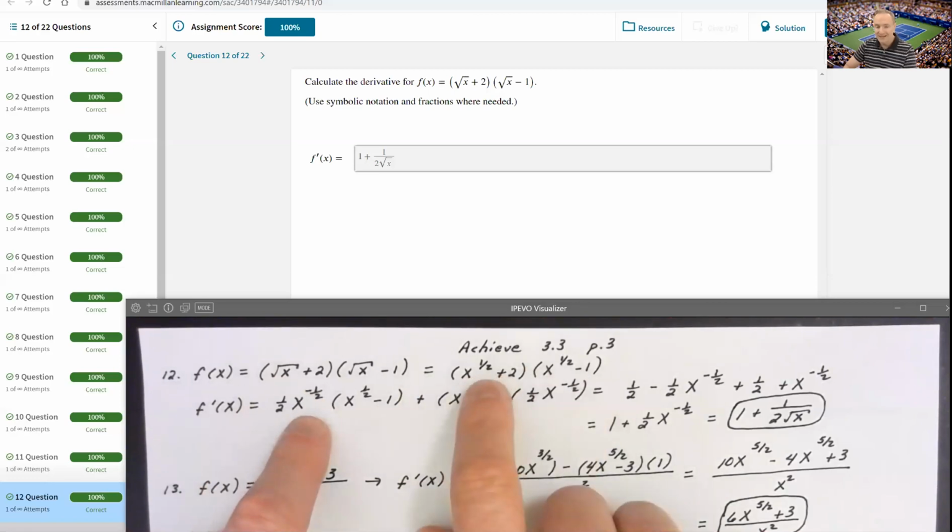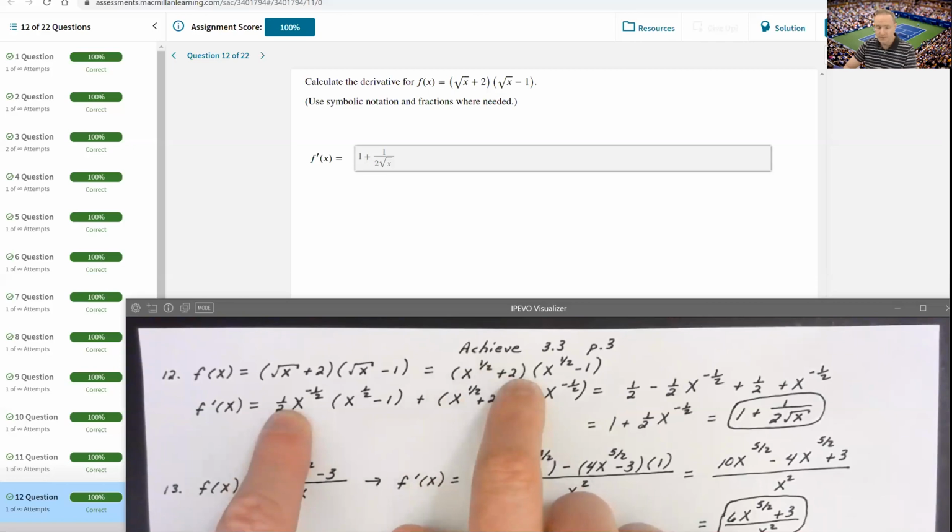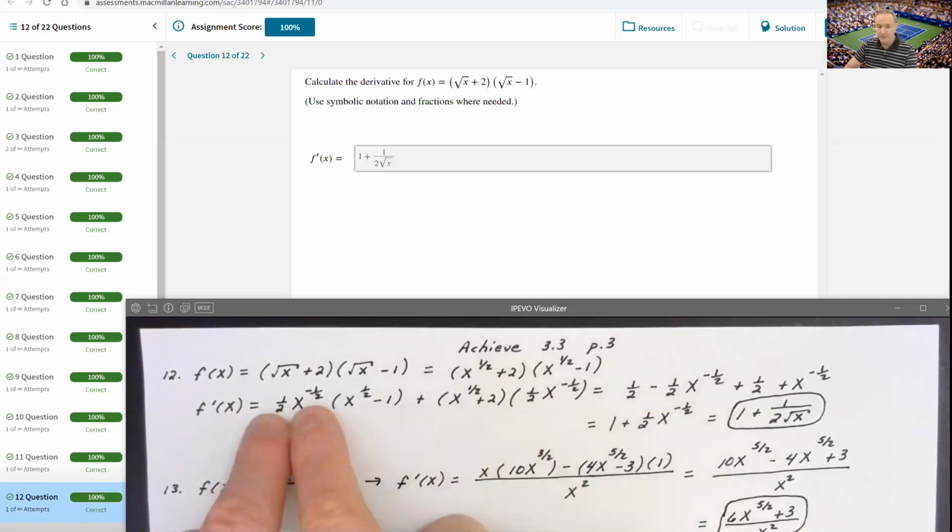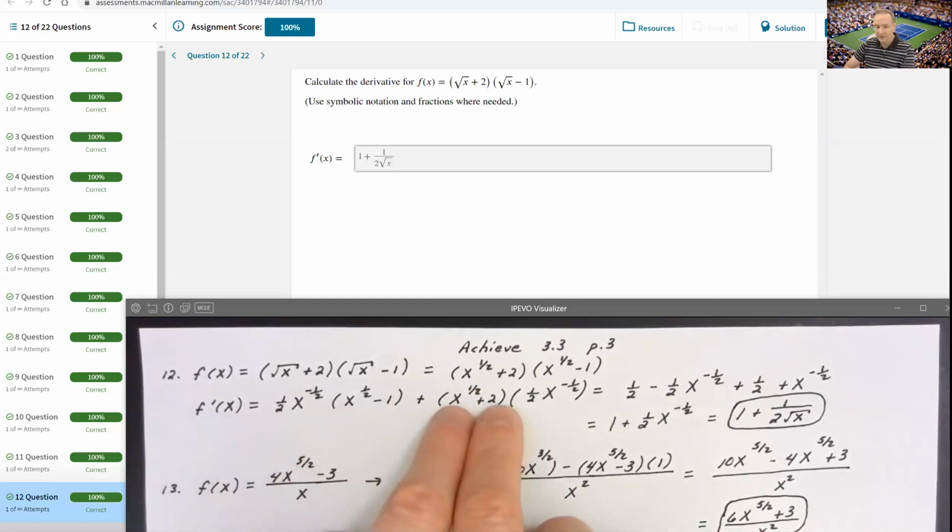Now, when I take the derivative with the product rule, I have to say, well, that's the derivative of the first. Derivative of that first group is the derivative of x to the 1/2 power, which is 1/2 x to the negative 1/2. Then, of course, derivative of 2 is 0. So this is the derivative of the first times the second plus the first, the x to the 1/2 plus 2, times the derivative of the second term, which is, again, 1/2 x to the negative 1/2.